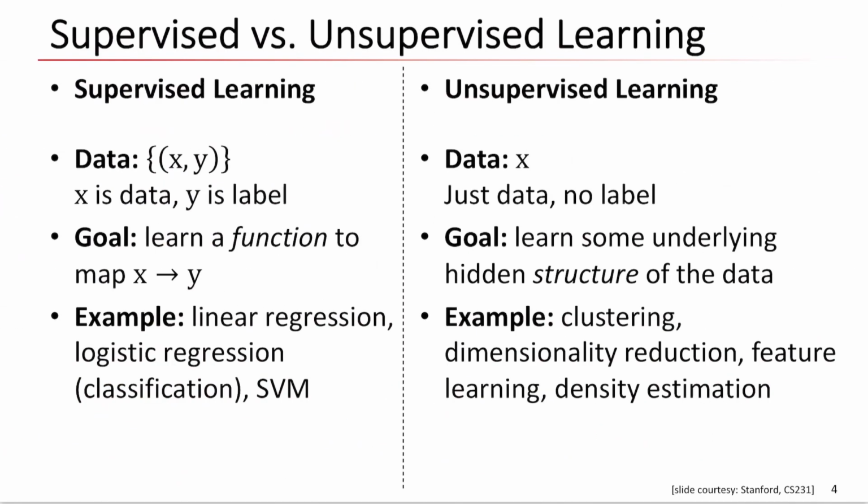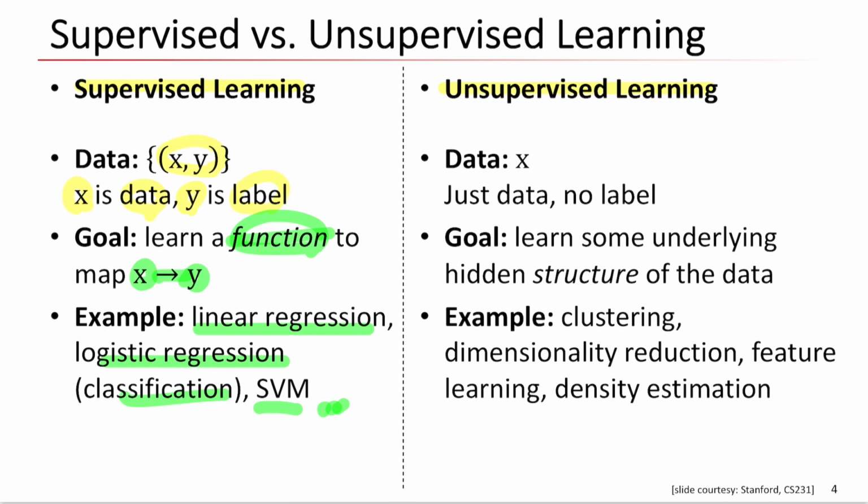There are two kinds of learning cases, right? The first one is supervised learning, and the second one is unsupervised learning. You already know this kind of concept. First of all, in supervised learning, we think about training samples with labels, right? So X is data, Y is label. What you want to do is to find the mapping function from X to Y. That is supervised learning. There are several kinds of examples, right? Linear regression, logistic regression, classification, SVM, something like this.